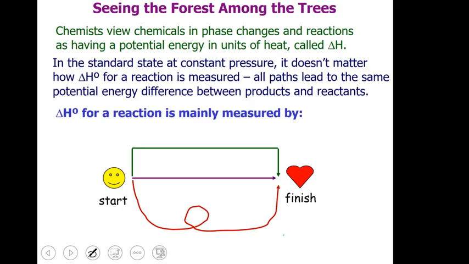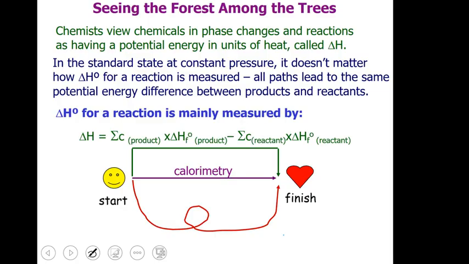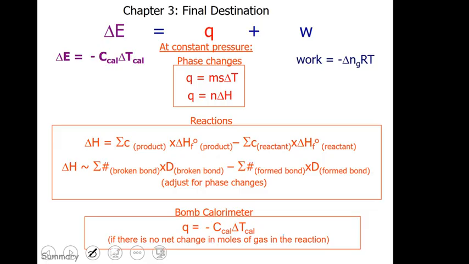So if we want to get delta H for a reaction, we might use calorimetry at constant pressure. We might use heats of formation of products minus heats of formation of reactants. Or we might use bonds broken minus bonds formed, and we might have to correct that for phase differences. All three of these methods should lead to the same answer. So just to remind you of all the formulas we now know, the main formula for Chapter 3 is that the energy change is equal to heat plus work.